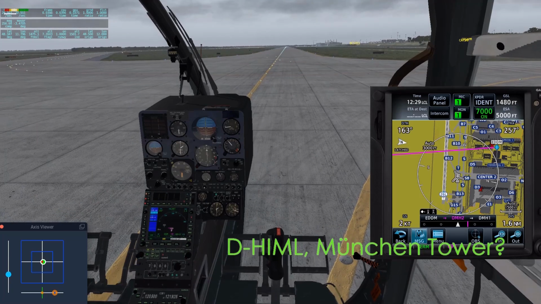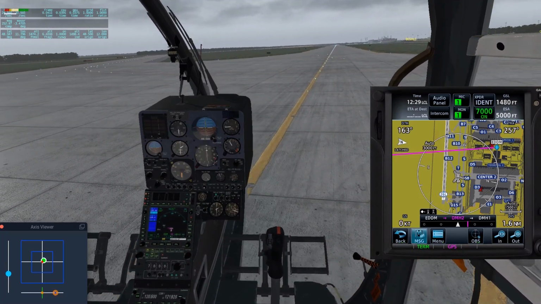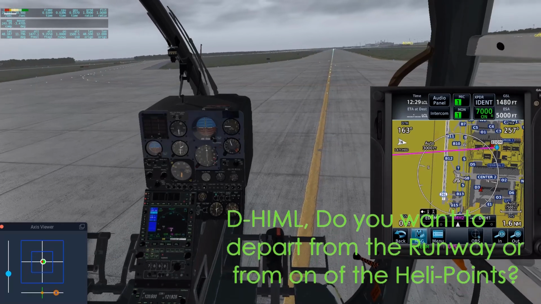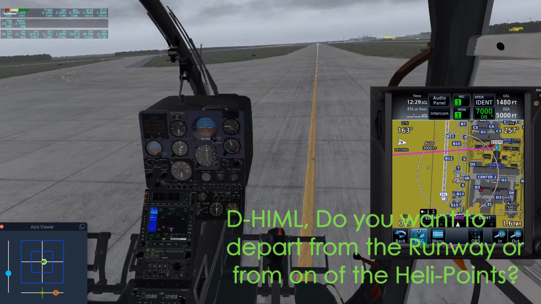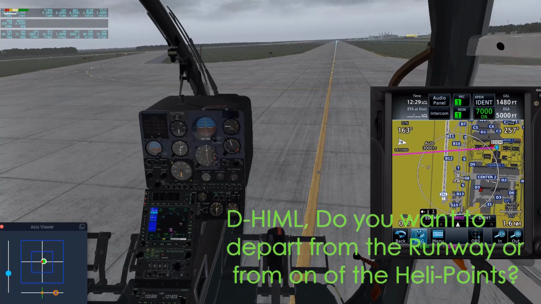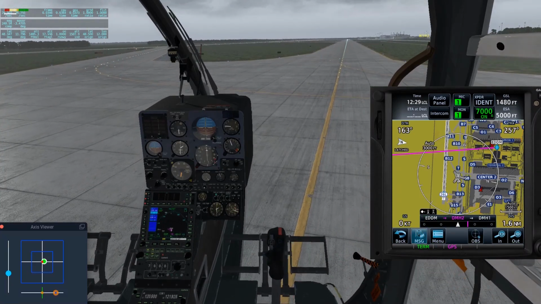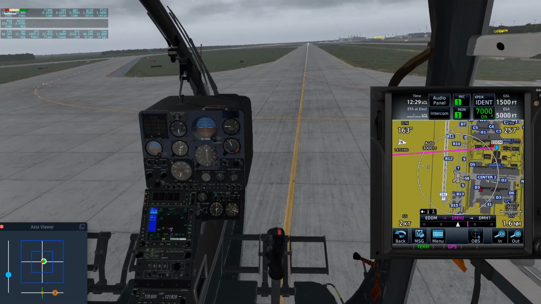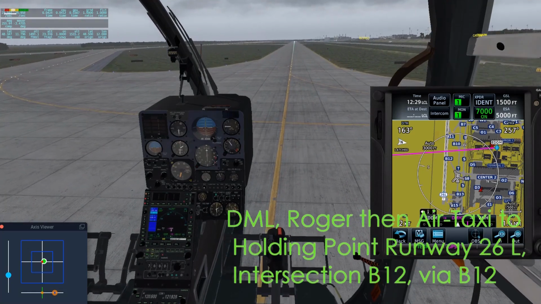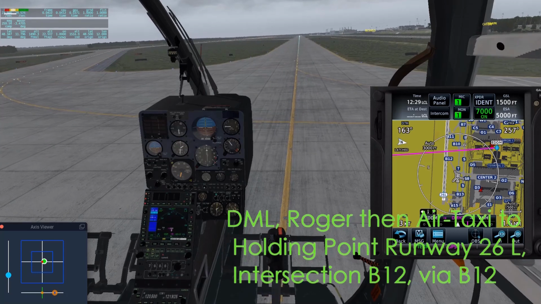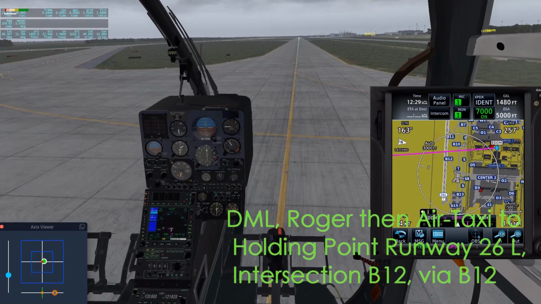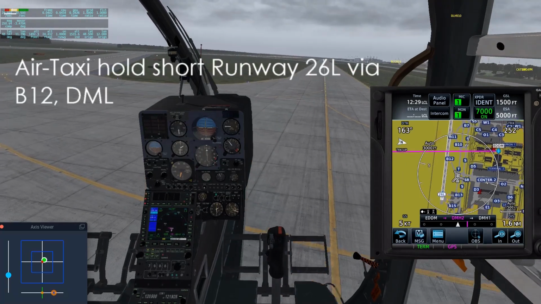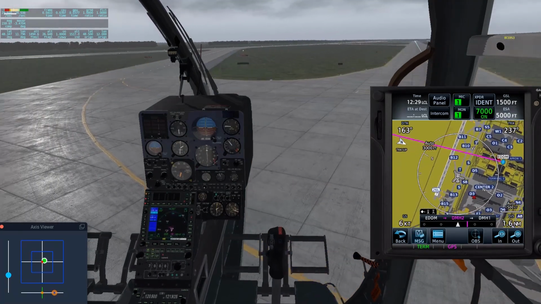Delta Hotel India Mike Lima, München Tower. Delta Hotel India Mike Lima. Delta Hotel India Mike Lima, do you want to depart from the runway or from one of the helipoints? We take the runway, Delta Hotel India Mike Lima. Delta Mike Lima, roger, then air taxi to holding point runway 26 left in section Bravo 12 via Bravo 12. Air taxi, hold short runway 26 left via Bravo 12, Delta Mike Lima.